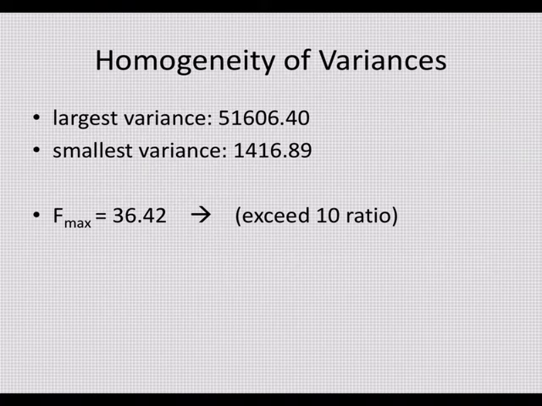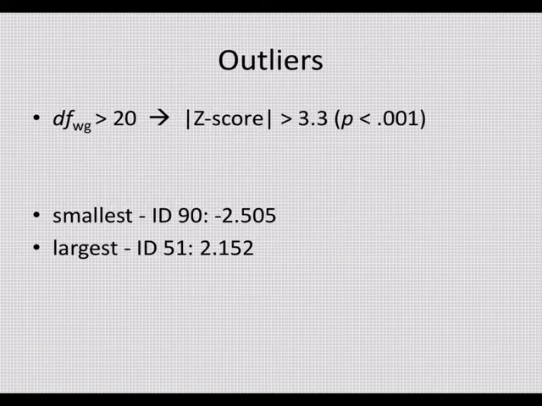And then we also looked at the homogeneity of variances. So we split the data up. We found the largest variance, which is 51,606, and the smallest variance was 1,400, and the F max ratio was 36. So this 36 exceeded the ratio of 10, so there was a violation of homogeneity of variance. This would be an issue that we would have to deal with if we were dealing with a real data set. And then outliers, there were no outliers. So this is some background information, a recap of what we did.